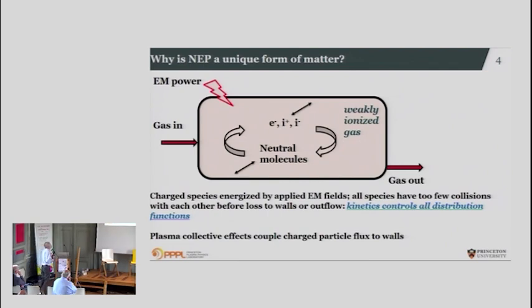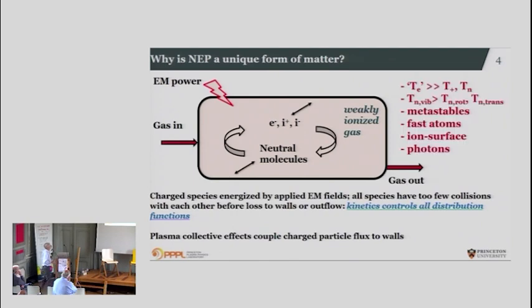You don't have a single temperature at any given point. Because of that, you can manipulate these systems in a variety of different ways and get very, very different results. As I mentioned again, the electron temperature is much higher than the other species temperature. You can get vibrational temperatures, which are much higher than rotational or translational temperatures. You can get electronically excited states like metastables. There are fast atoms. Positive ions will hit surfaces. It's very important in semiconductor applications, for example. There are photons present. And the whole thing is a very complex system.